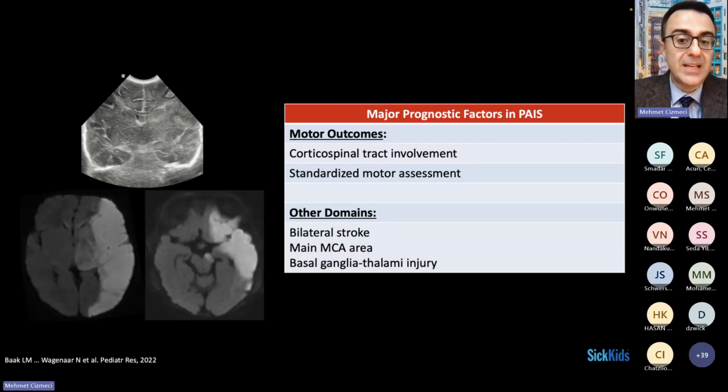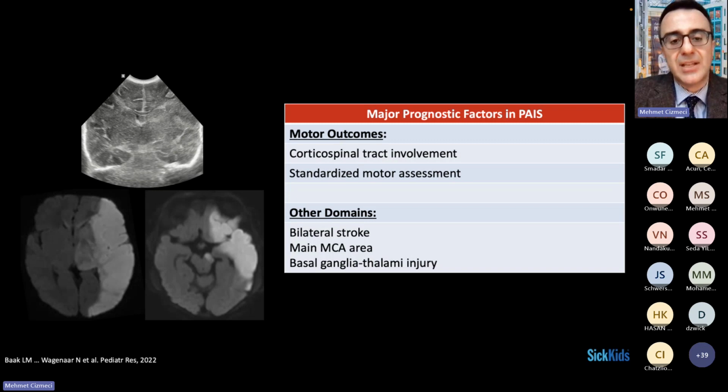For the other domains, such as the cognitive domain and the language domain, we can use the laterality of the stroke. If it's bilateral, it usually carries a poorer prognosis. Main MCA area involvement usually carries a poor prognosis. I'm going to show you an example of two cases for the main MCA stroke involvement.